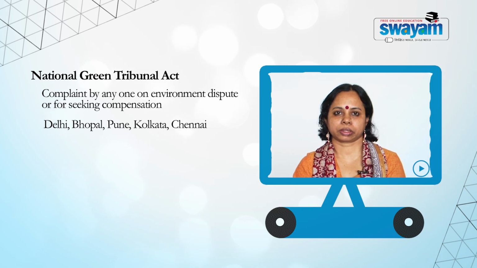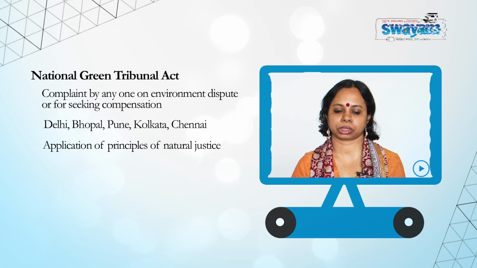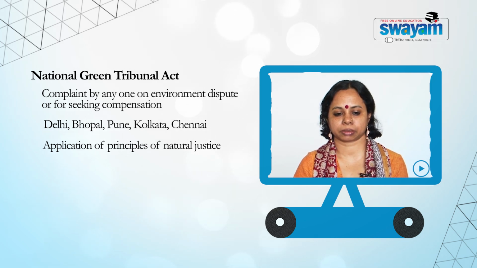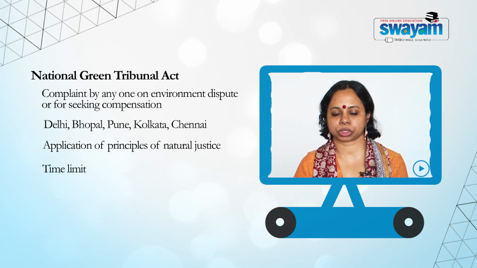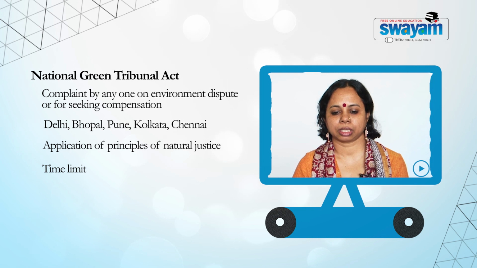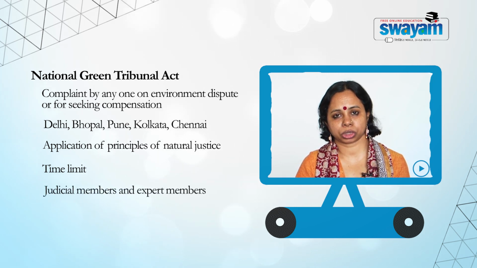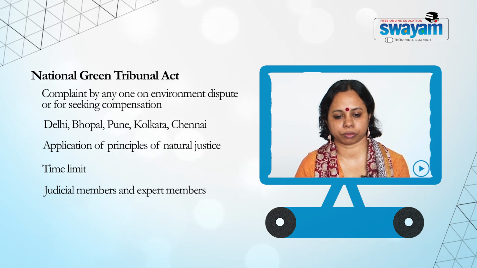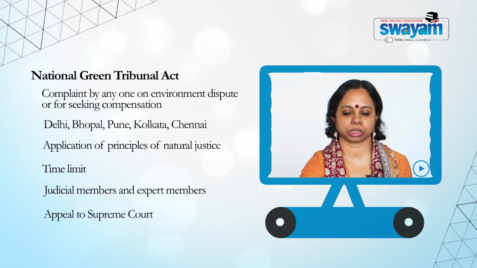Now, the National Green Tribunal Act provides for the application of principles of natural justice in order to determine the cases. There is a time limit within which the disputes or claims should come before the tribunal, and the tribunal consists of judicial and expert members, working in the field of environment. Now, the tribunal decisions are subject to appeal to the Supreme Court.